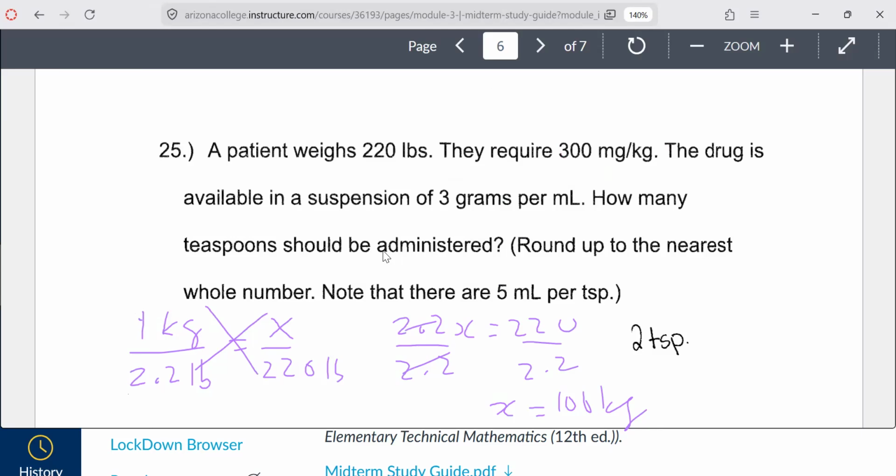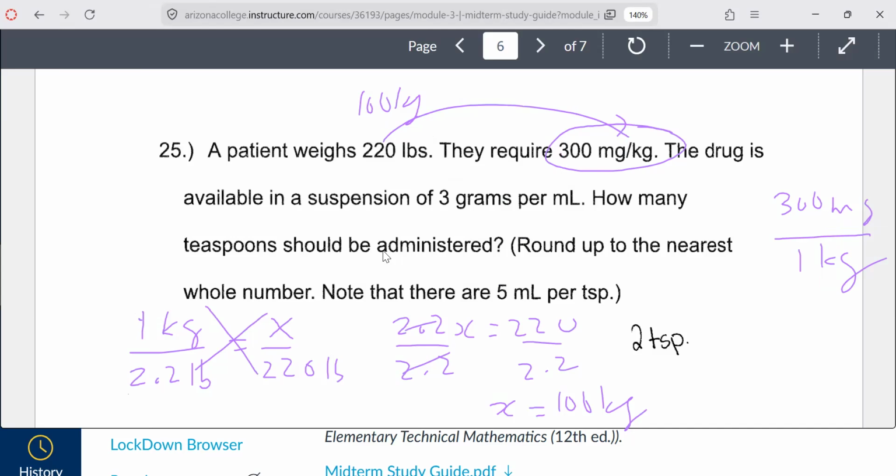Now we've got the weight in kilograms. Now it says that the drug is available in suspension of 3 grams per ml. We also know that they require 300 mg per kilogram. Now, because you have the weight, immediately you've got to look at that, because this is 100 kg. Now, this tells us that you're doing 300 mg per 1 kg.